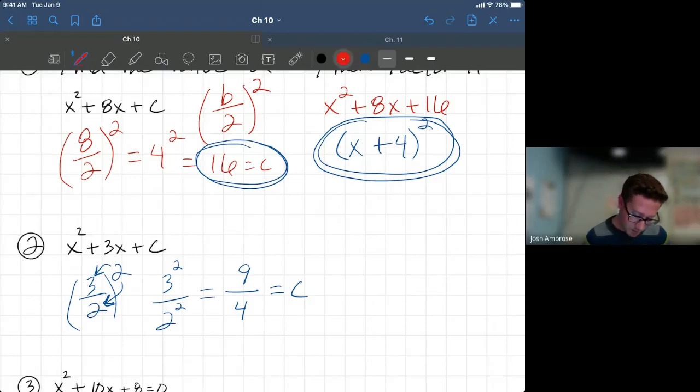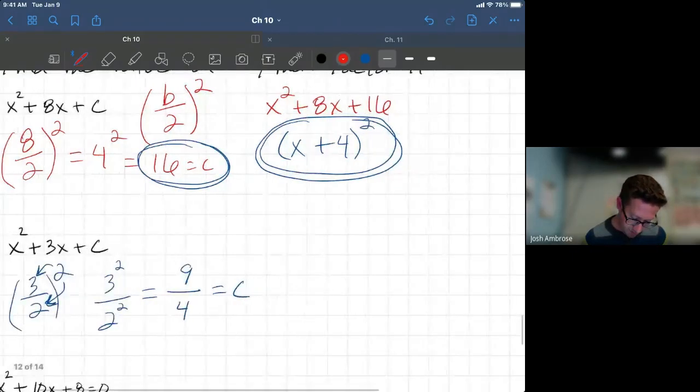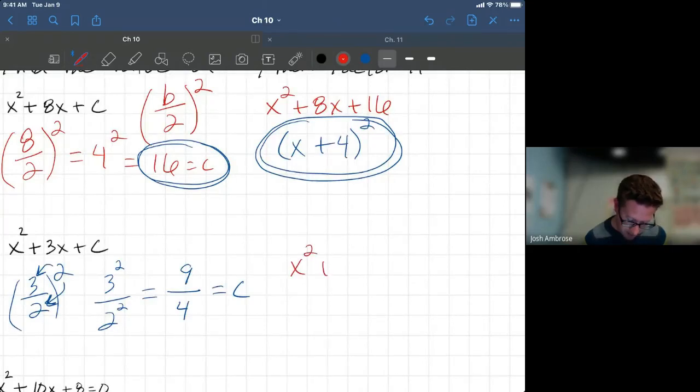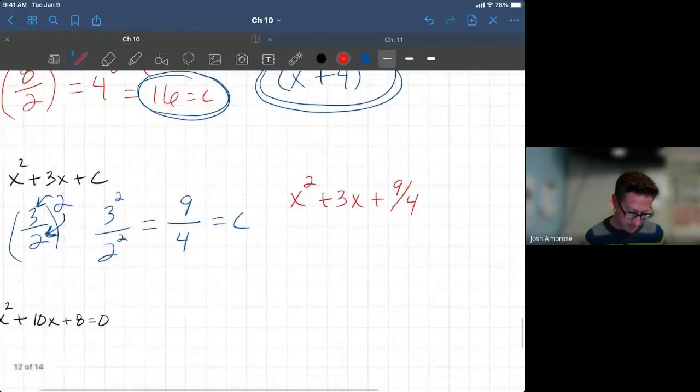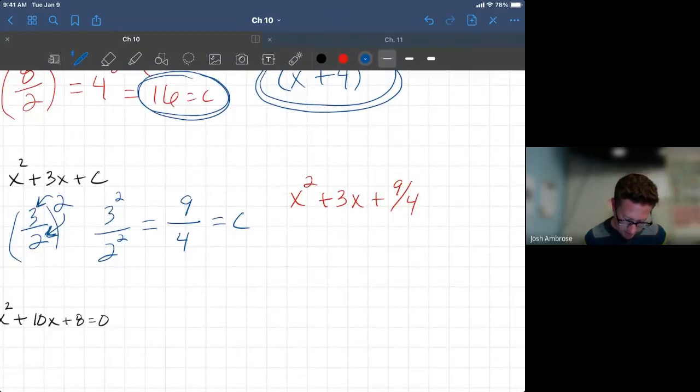So let's rewrite the trinomial, but we will substitute in that new C value. All right, so x squared plus 3x plus 9 over 4. That is our brand new trinomial. Now we just need to factor that. All right, so how does that factor?